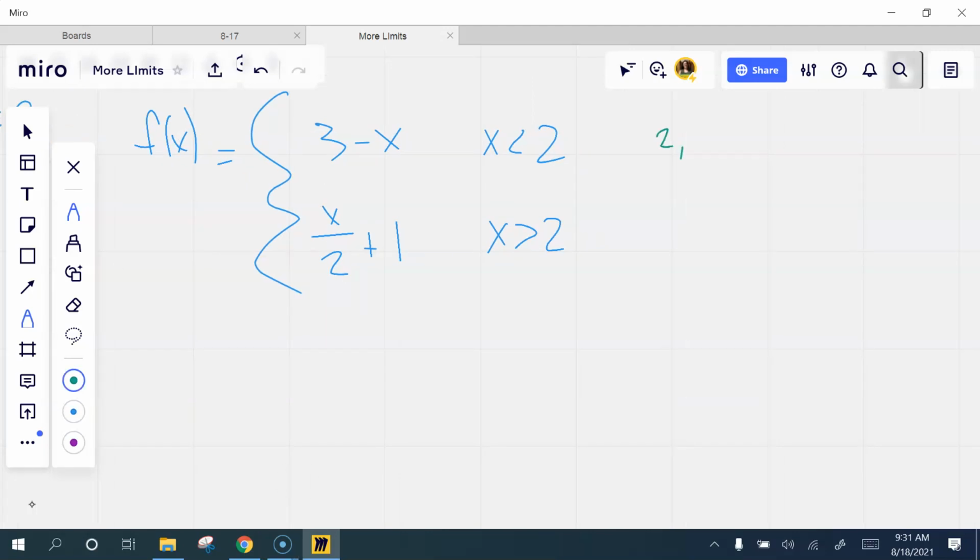2, if I plug 2 in, 3 minus 2 is 1. So my starting point is 2. Do y'all remember how to graph piecewise? Start with the bound. Start with the domain restriction here. Plug it in. And then plug in a number that fits that inequality. So a number less than 2, like 1.